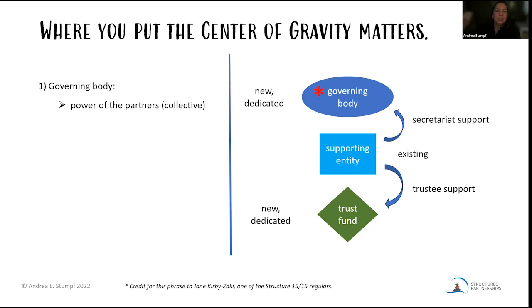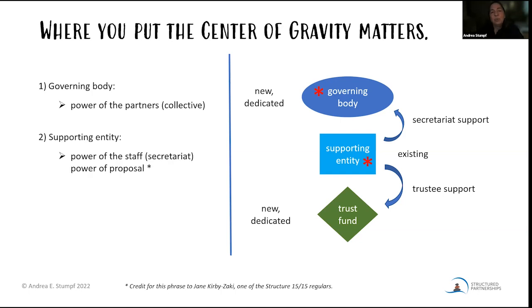You could put the center of gravity in the governing body. And what you're effectively doing then is that becomes the point around which the partnership revolves, where it draws its strength or its momentum. And that means you're putting the center of gravity in the collective. And that's effectively the power of the partners.